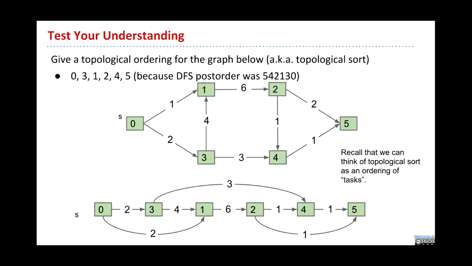Okay, wherever you got, I'll give you an answer: 0, 3, 1, 2, 4, 5. And you can do the DFS post order if you want, but you can also just look at it. All right. Any questions about that? Okay. Why did we do that? Well, because we're going to talk about shortest path next in a minute.